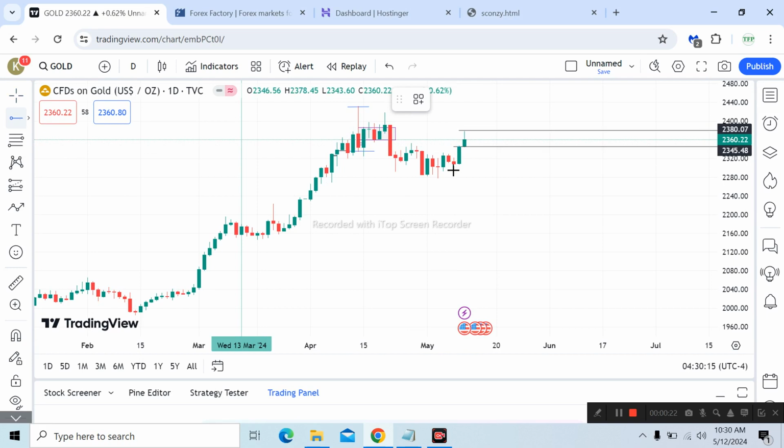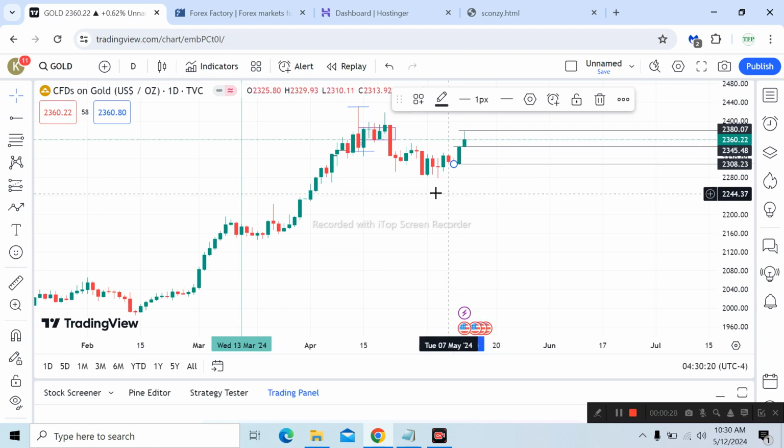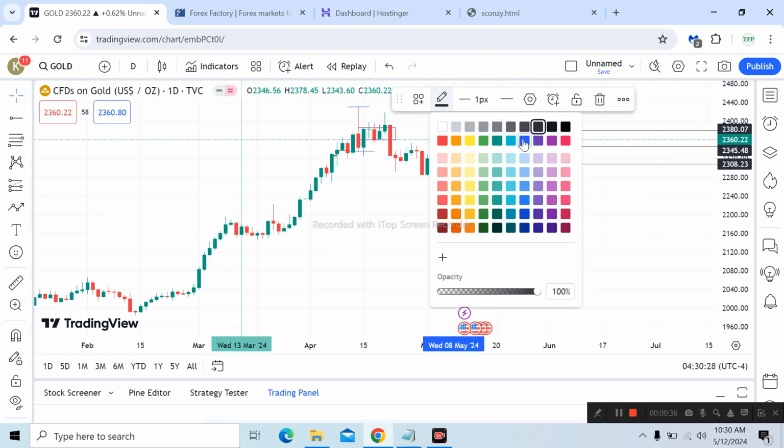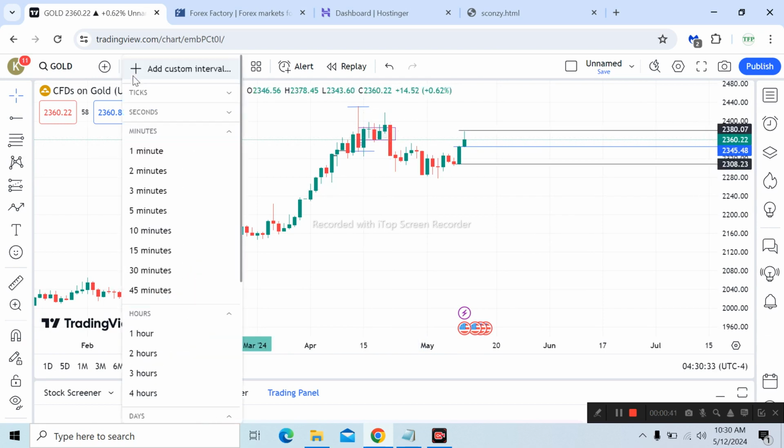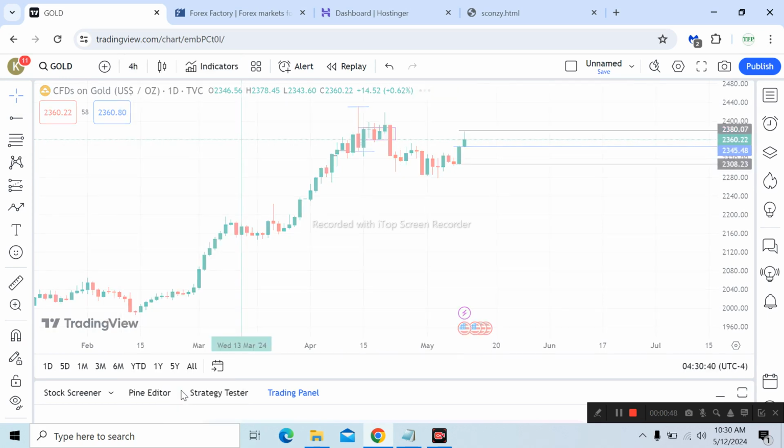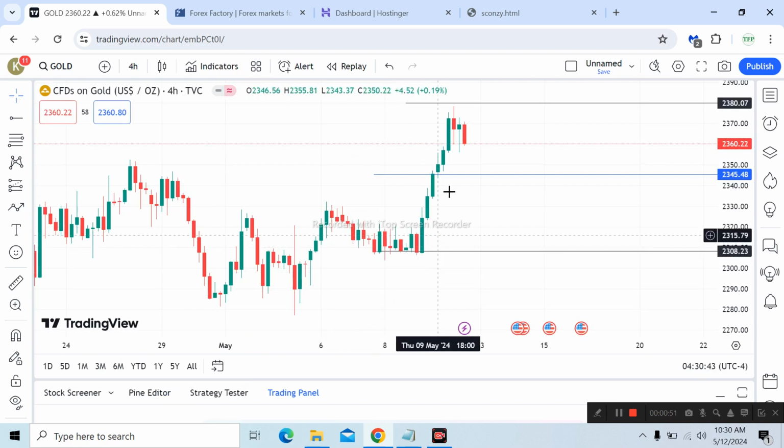Then you can go ahead and mark the previous day low as well, the other previous day low. When that is done, we go to our 4 hour time frame. On our 4 hour time frame, we can see that price is on a bearish move.